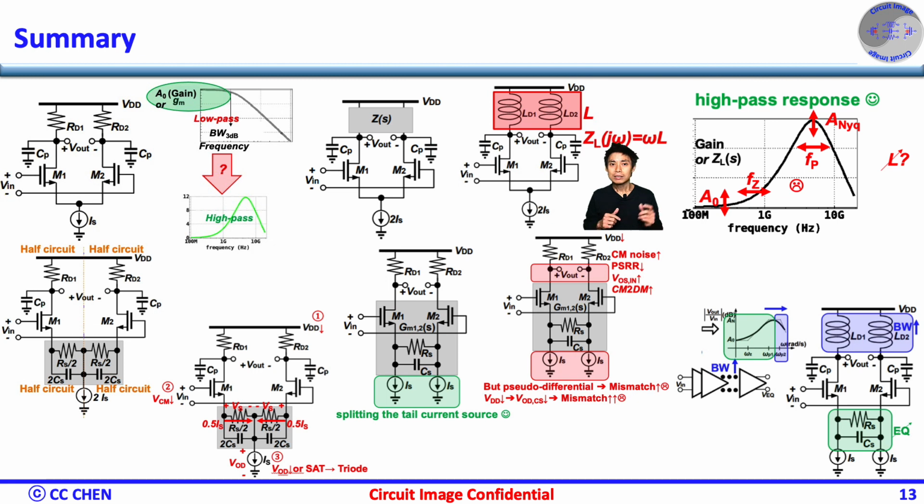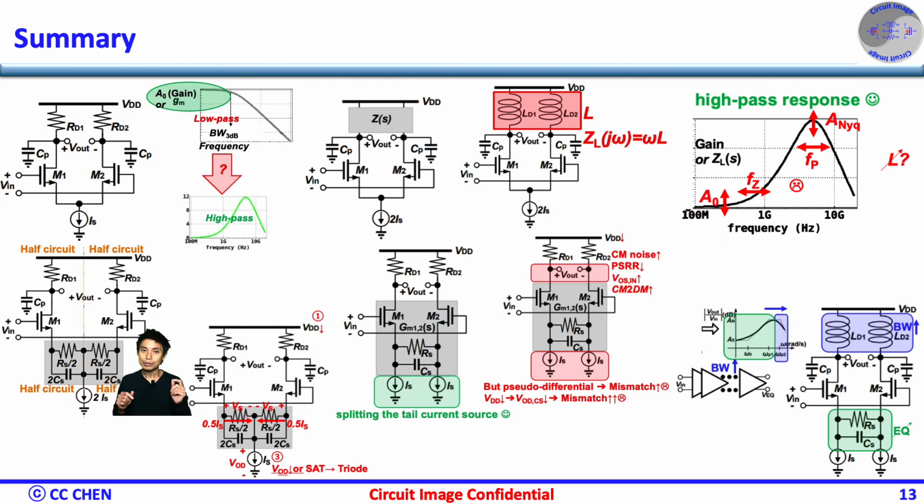The high-pass passive element as an output load is the inductor, which has a low impedance at the low frequencies and high impedance at the high frequencies. Even though people can tolerate the inductor's area overhead, the tunable inductance is quite a challenge, such that we could not adjust the equalizer high-pass response flexibly to accommodate different lossy channel profiles in any link.